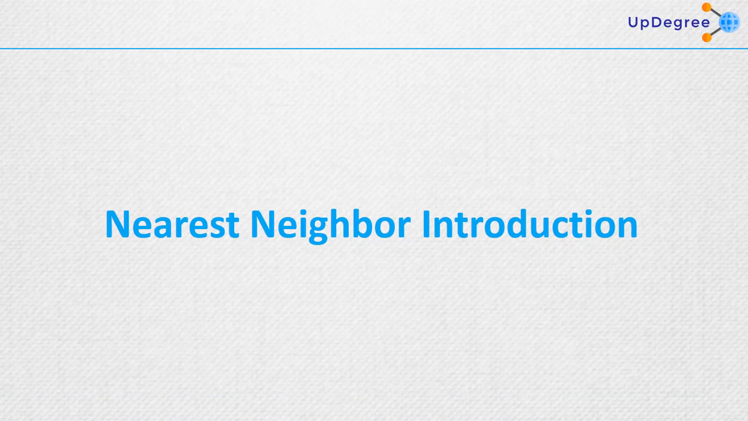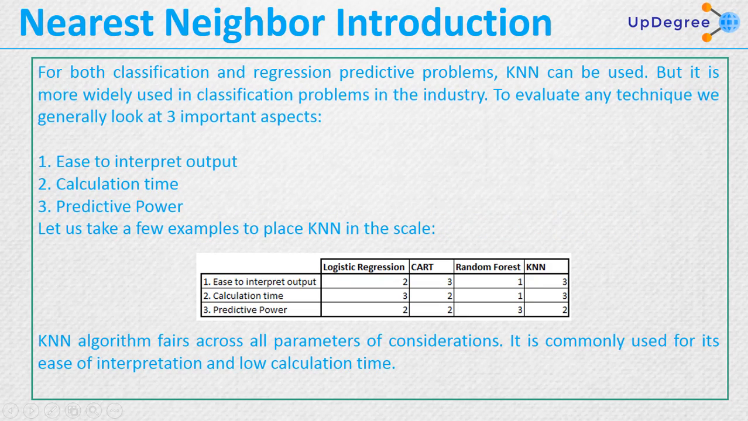In this video, we are introducing nearest neighbor. For both classification and regression predictive problems, we can use these nearest neighbor algorithms, also known as KNN. In pattern recognition, the K nearest neighbor algorithm, also abbreviated as KNN, is a non-parametric method used for classification and also for regression.